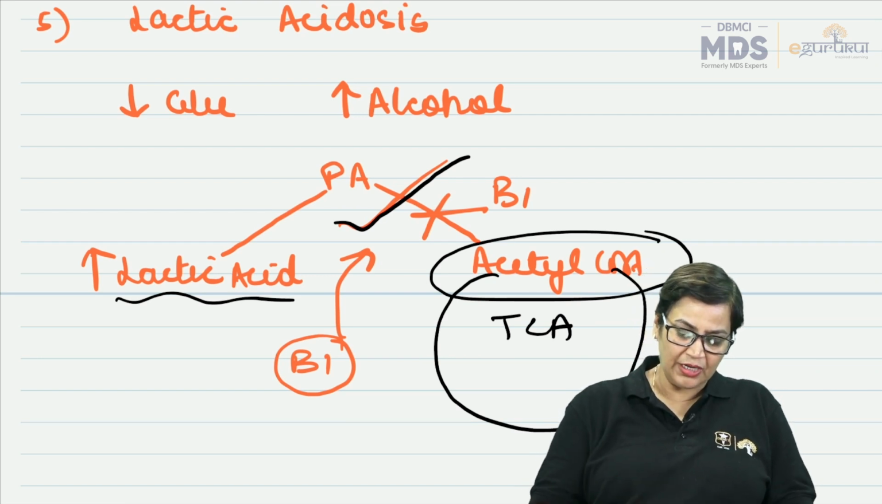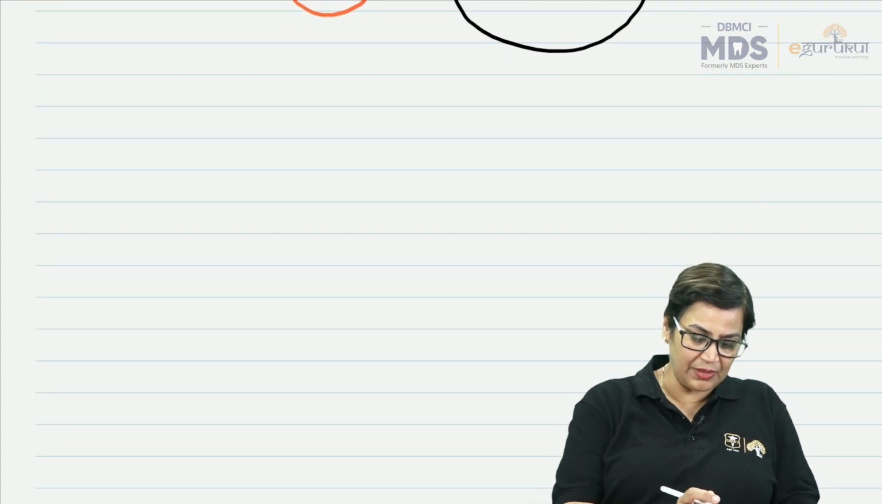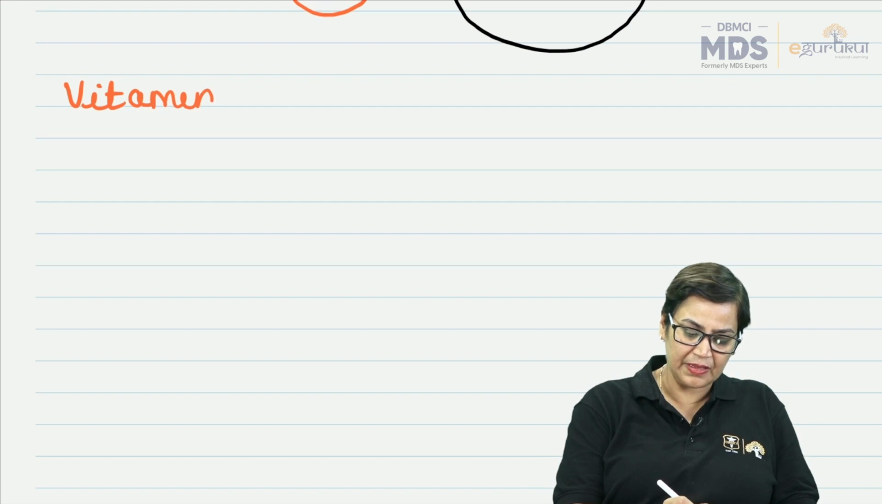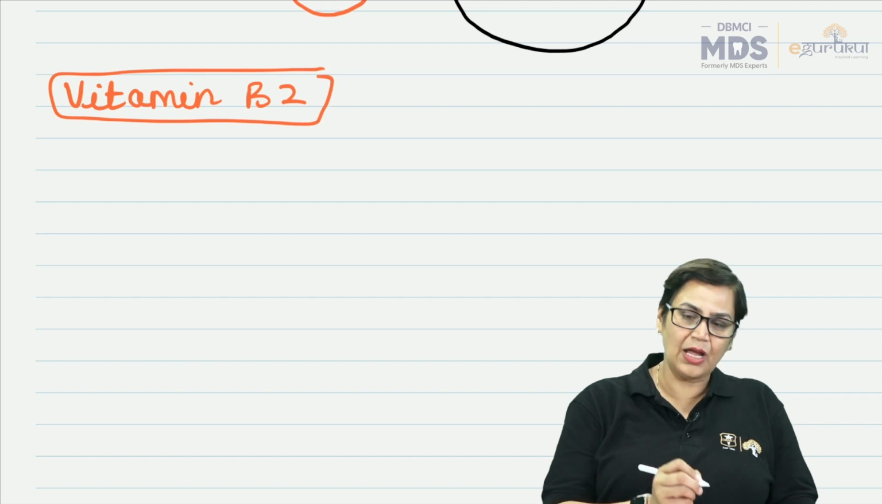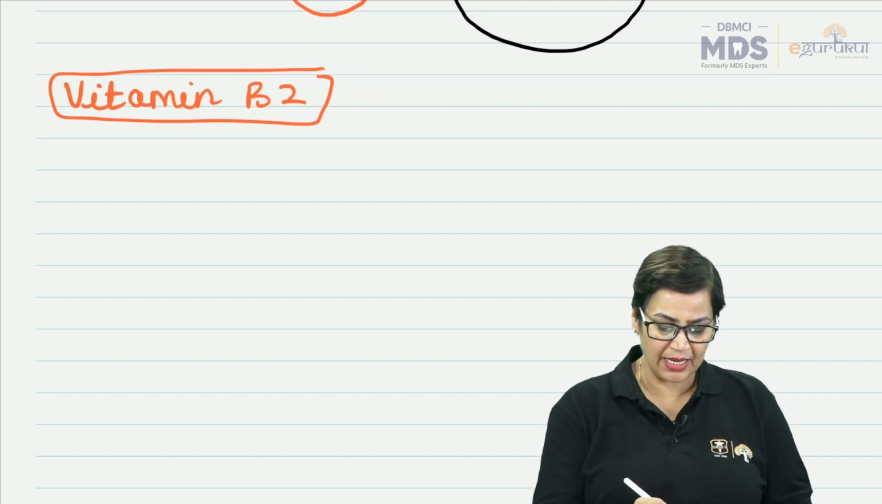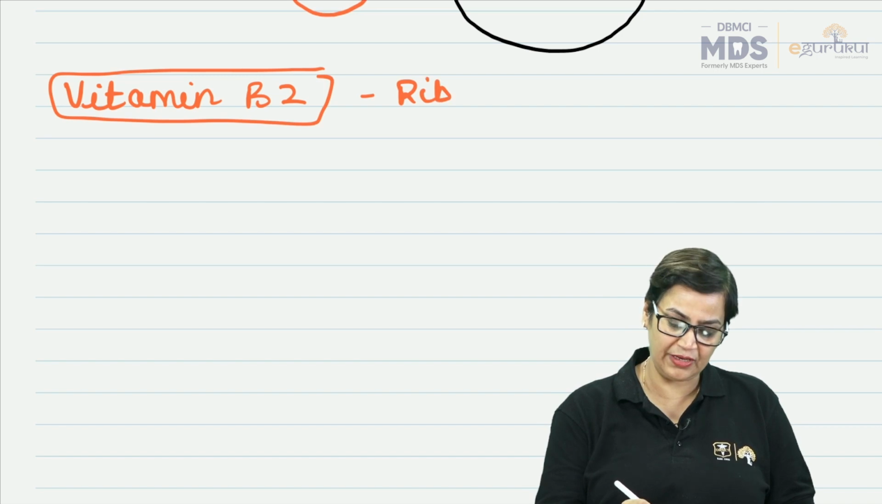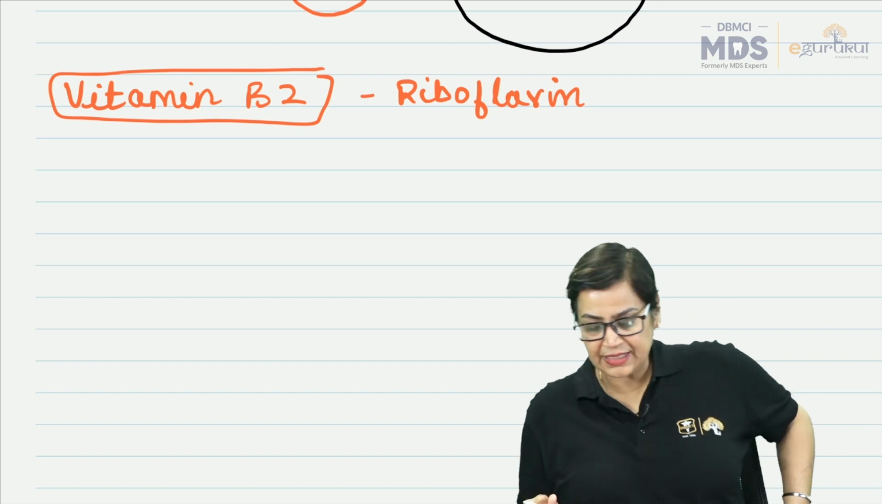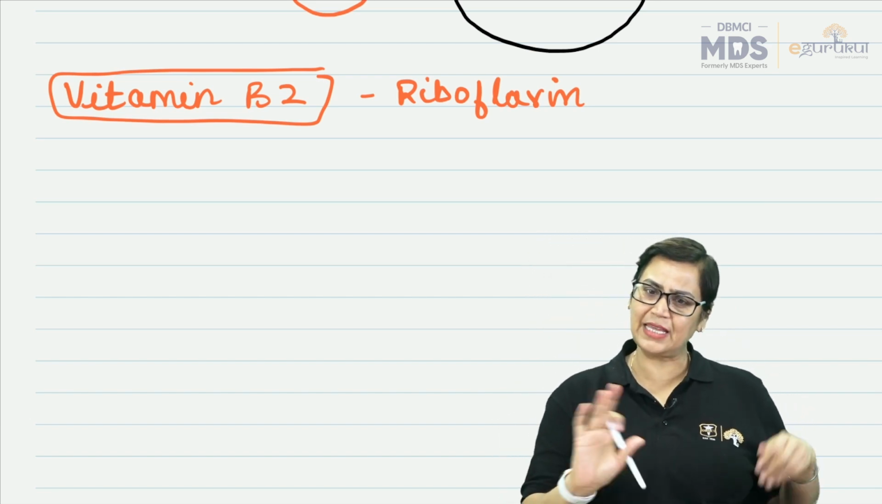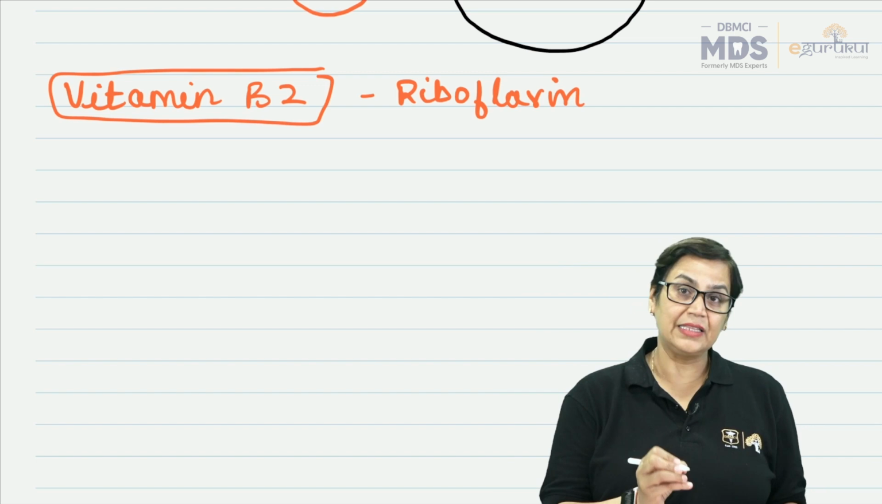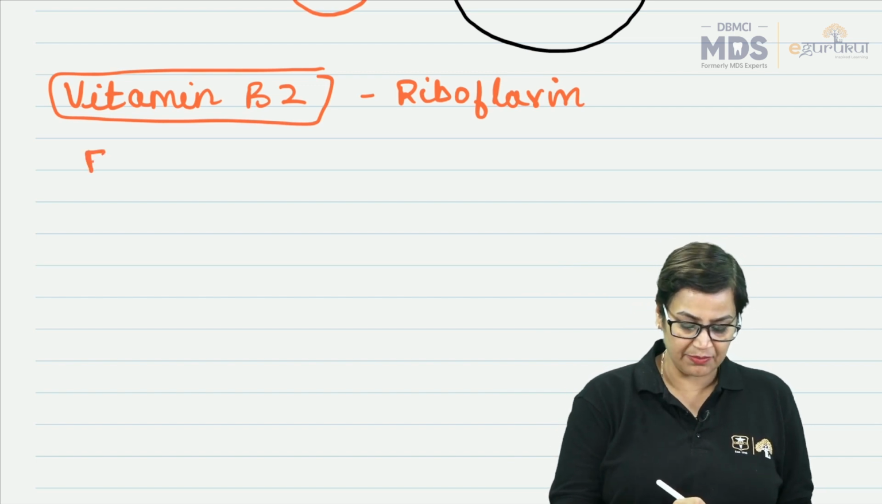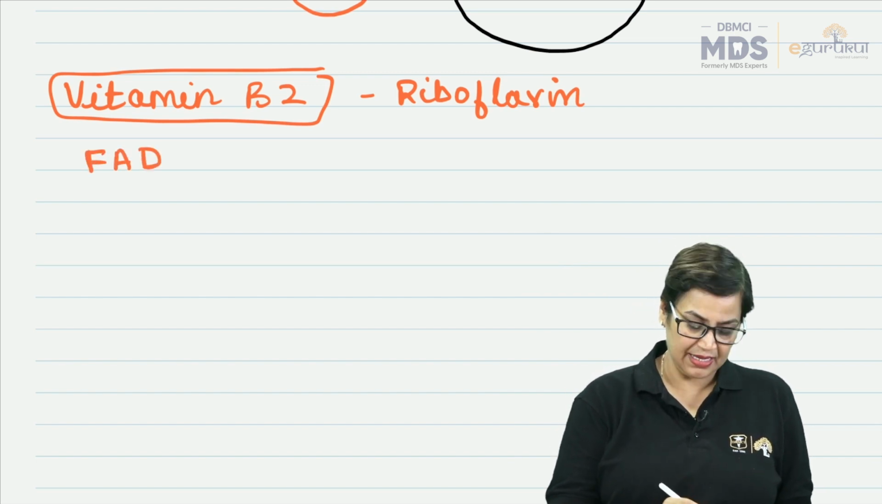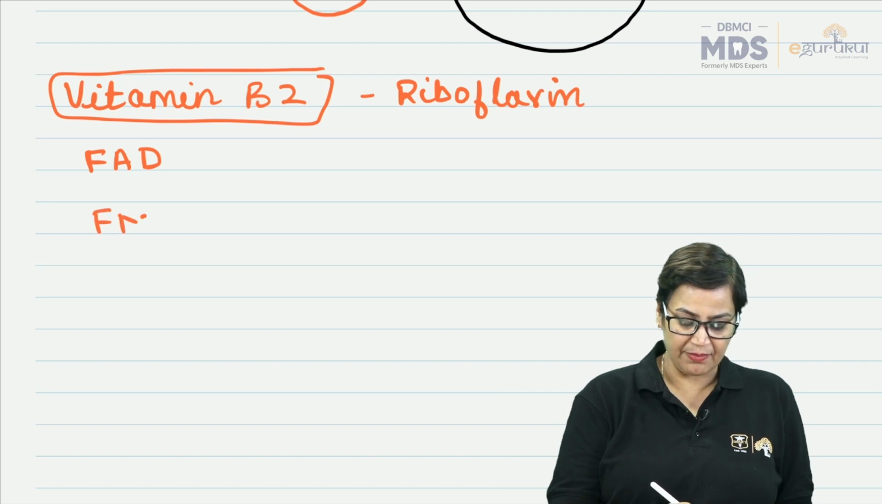Then moving on to the second vitamin, vitamin B2. Now again, what is vitamin B2 also known as? It is also known as riboflavin. Now, what is the active form? Again, we will come to that; the same format is there for every vitamin. The active forms of vitamin B2 are FAD and FMN.